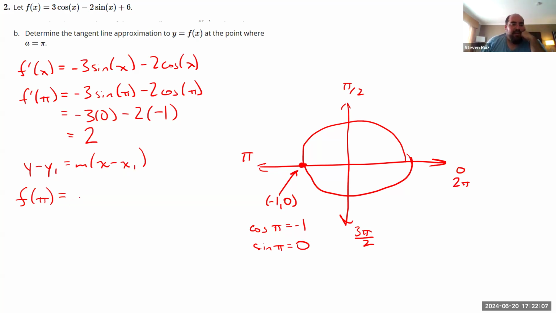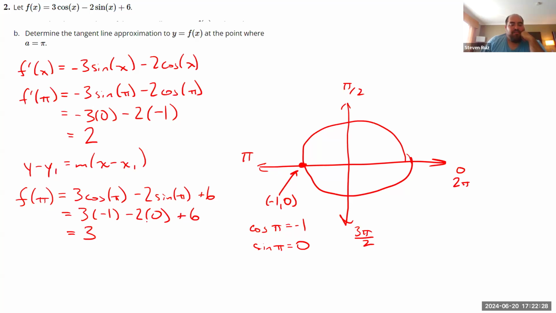F of pi is going to be 3 cosine pi minus 2 sine pi plus 6. What is cosine of pi? That's -1. So 3 times -1 minus 2 times 0 plus 6. So all told, that's y equals 3.